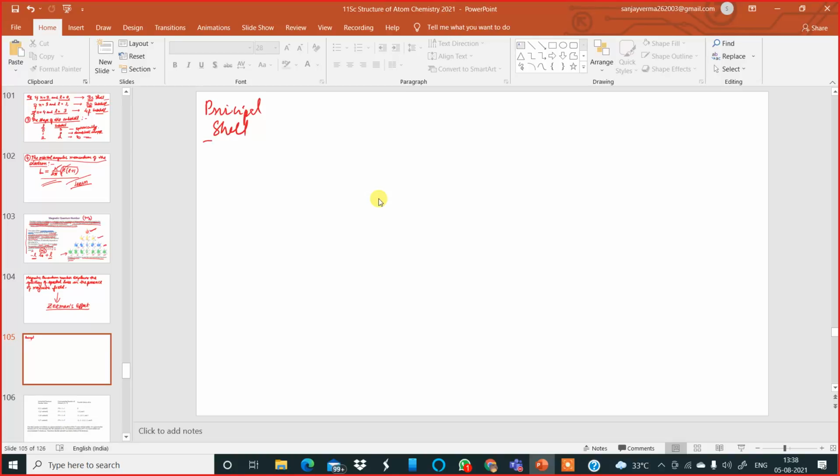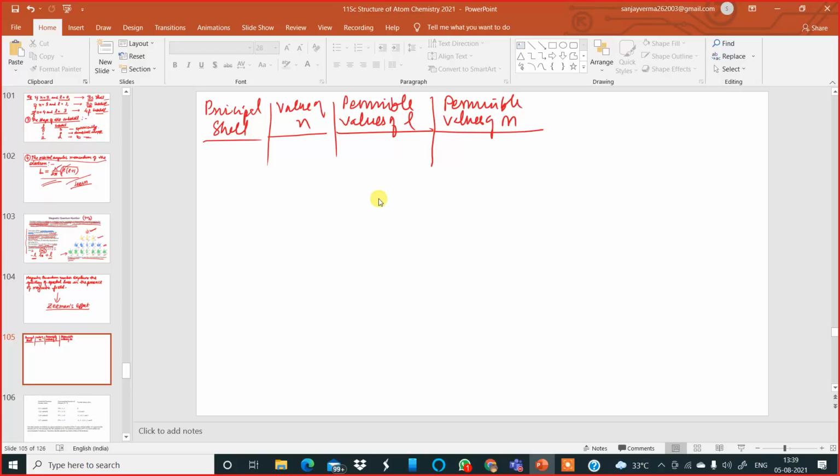Shell, first column, okay. Then second column I'll write the value of n. Third column I'll write the permissible values of L. Then fourth column I'll write the permissible values of M, the magnetic quantum number. Then I'll write the number of subshells, and finally I'll get the number of orbitals.